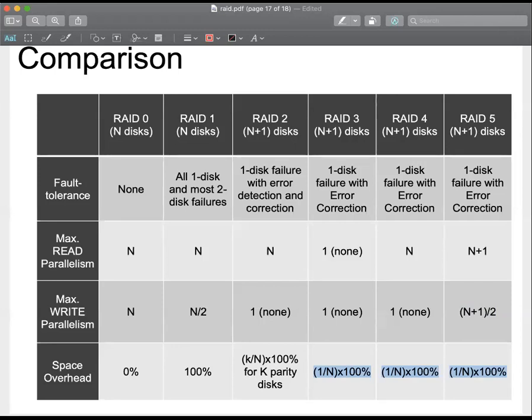So, any questions on any of this? This is just a summary of what we have discussed already, except with more formulas.